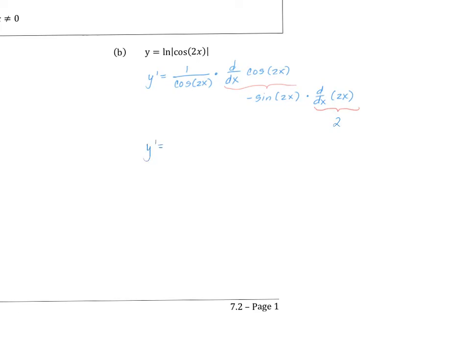So if we put this all together, the derivative is negative 2 sine of 2x over cosine of 2x. Okay. I left off the parentheses on the argument because it's clear that the whole thing, 2x, is the argument, or you can leave it on. Okay. And then I can write that in a simpler form as negative 2 tangent of 2x. Okay, so we're done with that example. Let's go to the next page.